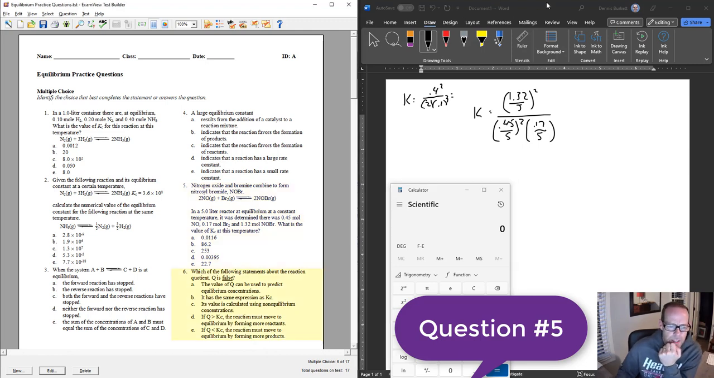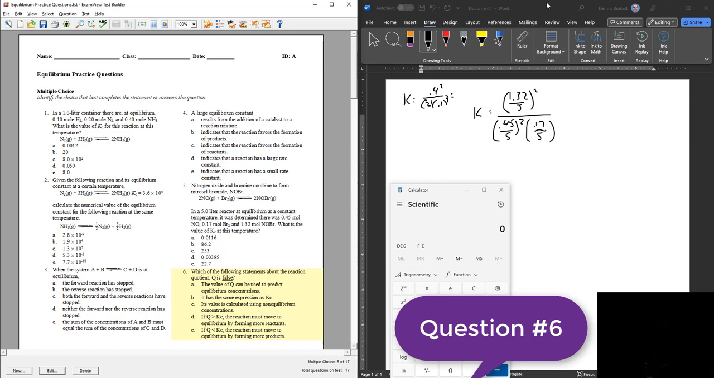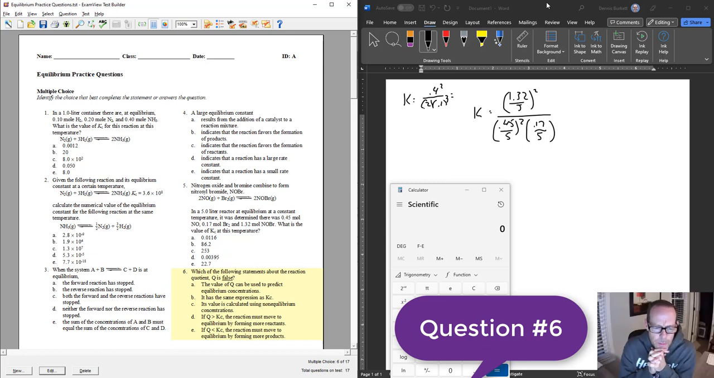Alrighty. So number 6, which of the following statements about the reaction quotient is false? The value of Q can be used to predict equilibrium concentrations. I don't think that's good, but let's keep going. It has the same expression as Kc. That's true, so it's not that one because we want to know which was the false one. Its value is calculated using non-equilibrium concentrations.